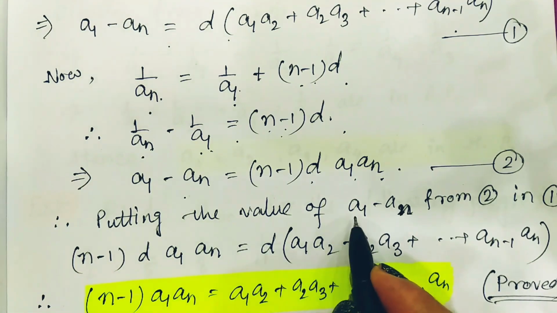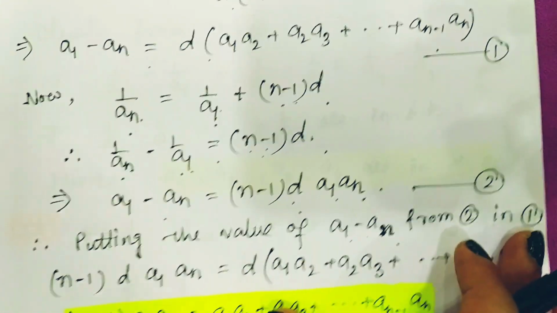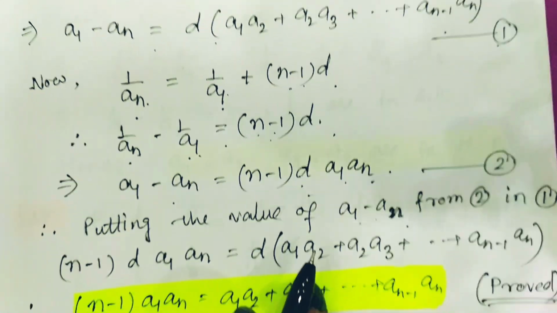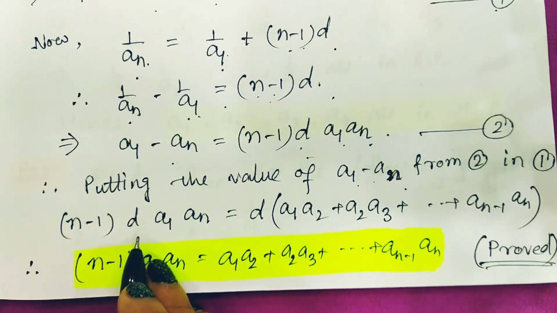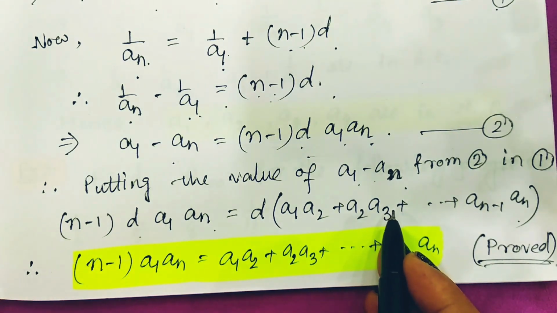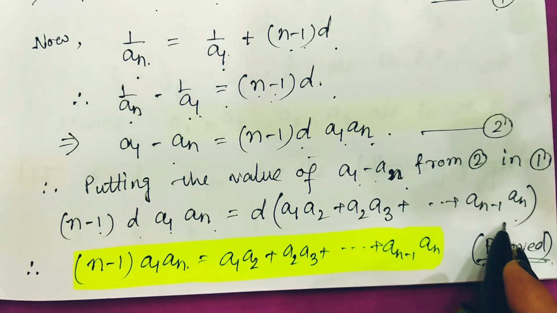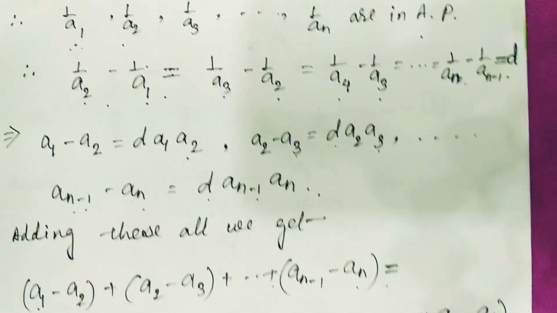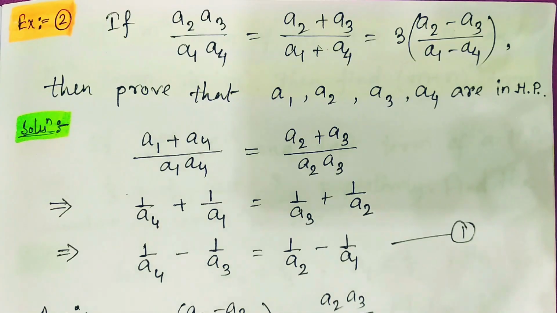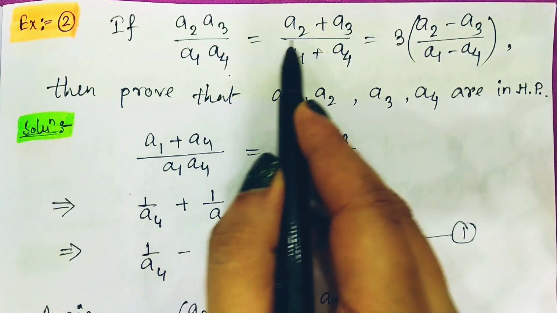Therefore, putting the value of A1 minus AN from this one in equation number 1. So our equation number 1 is this one. If we substitute this value here, then we find (N minus 1) D into A1AN is equal to this entire thing. Now D cancels out. So we can write from here (N minus 1) into A1AN is equal to this entire thing, which is our required proof. Just look at the question. We are supposed to prove the same thing. So hence we prove.